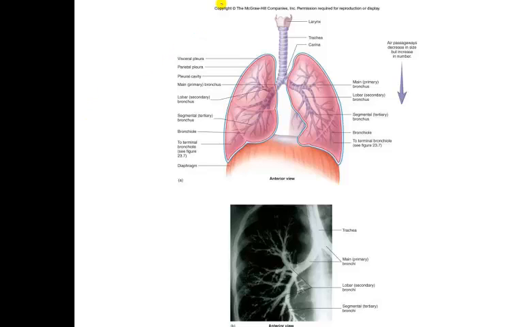Let's follow the branching down to at least a few stages. So, obviously we start with the trachea. The first branching is into what's called the main or primary bronchus. So you have, obviously, a right and left main bronchus.